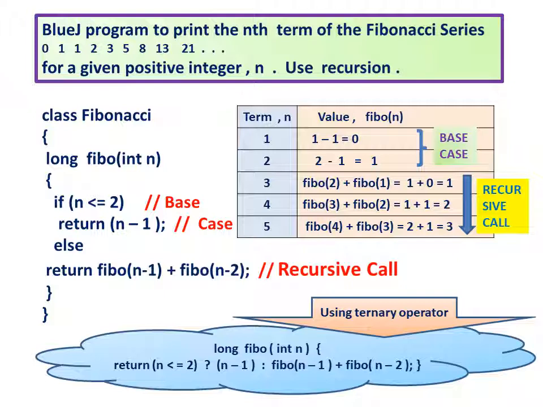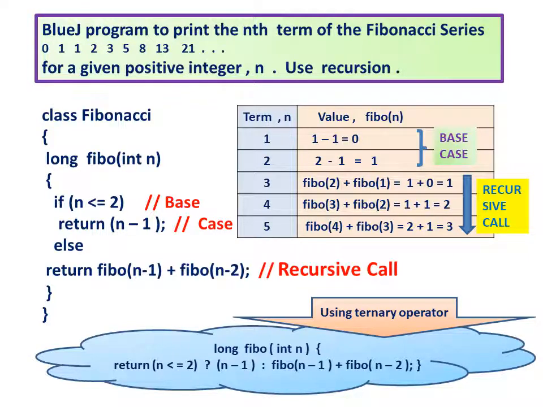The program is class Fibonacci, long Fibo(int n). If n <= 2, return n - 1, else return Fibo(n - 1) + Fibo(n - 2). Using ternary operator, the method is long Fibo(int n): return n <= 2 ? n - 1 : Fibo(n - 1) + Fibo(n - 2).